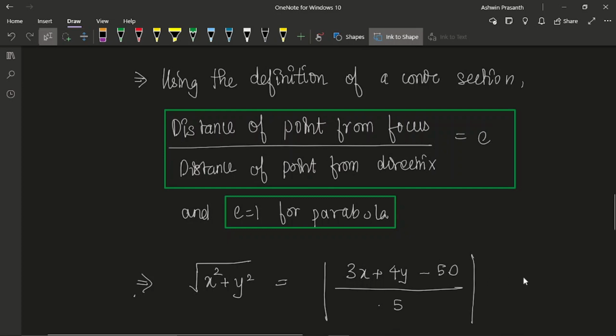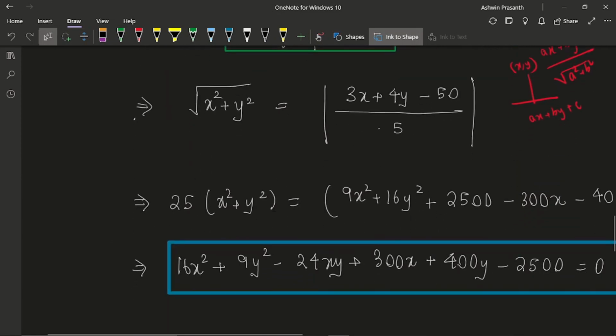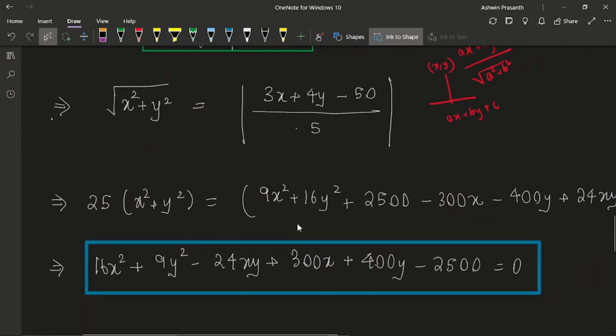I think you would know this result: the distance of a point (x, y) from a line ax + by + c = 0 is |ax + by + c| divided by root of a² + b². I hope you know that result. Based on that result, we have written this. Now we'll square both sides and take the 5 to the other side. We get this result, and after all the simplifying, we finally get this answer: 16x² + 9y² - 24xy + 300x + 400y - 2500 = 0. So this is the final answer for the fourth part.